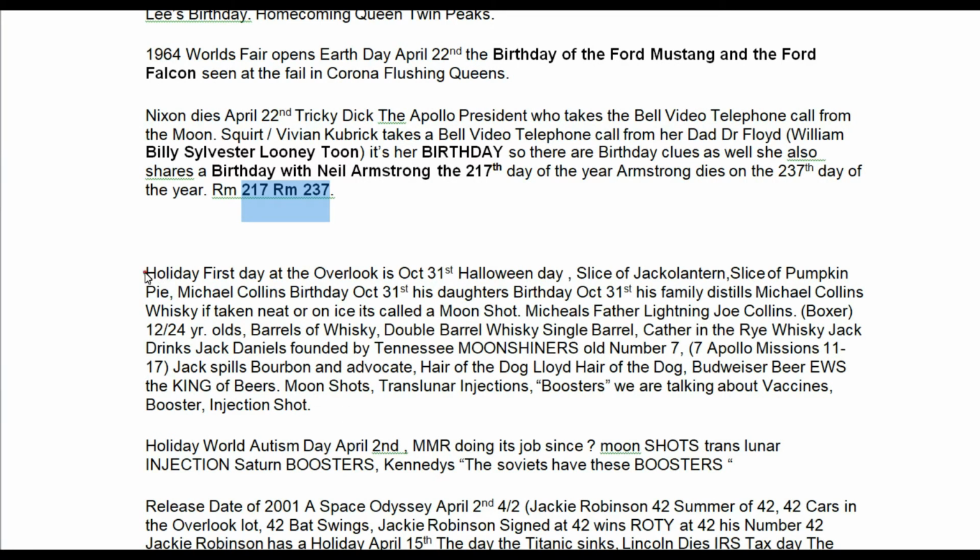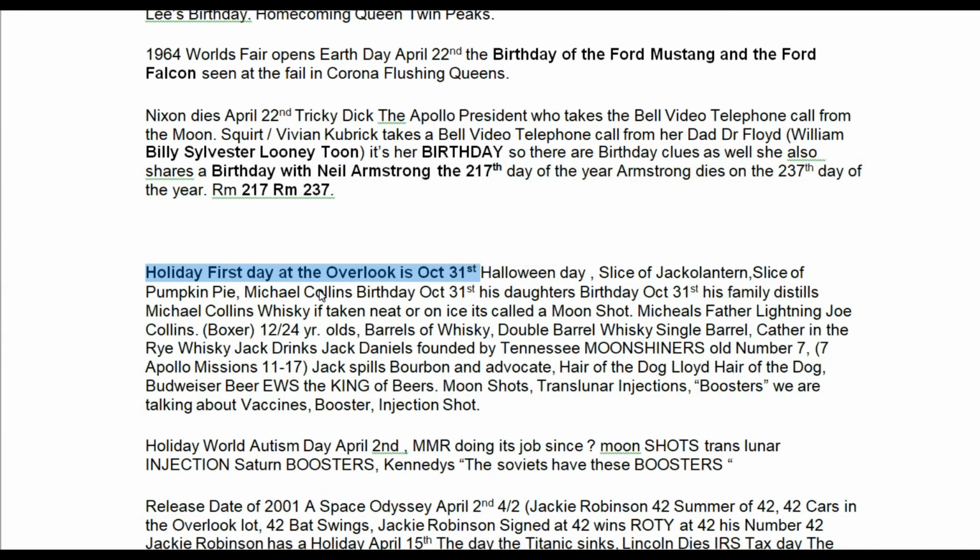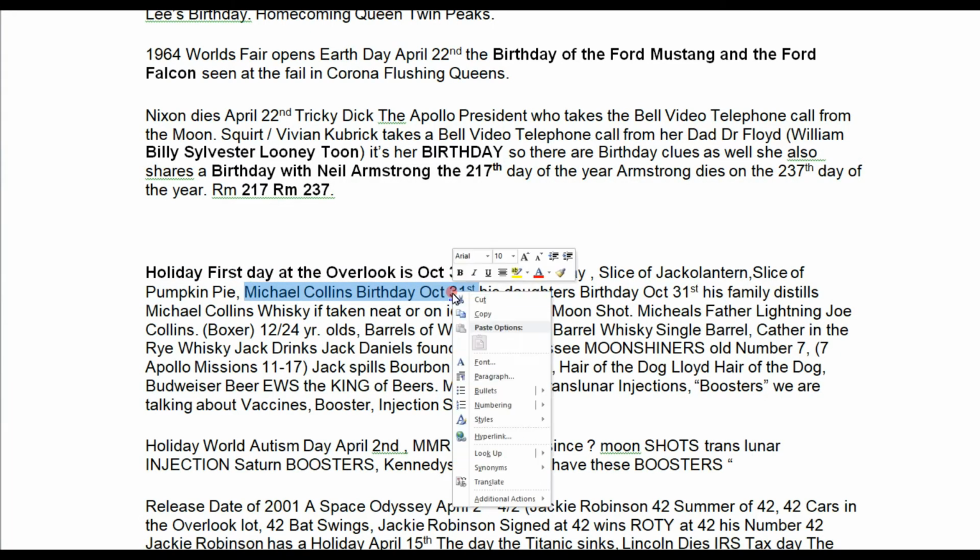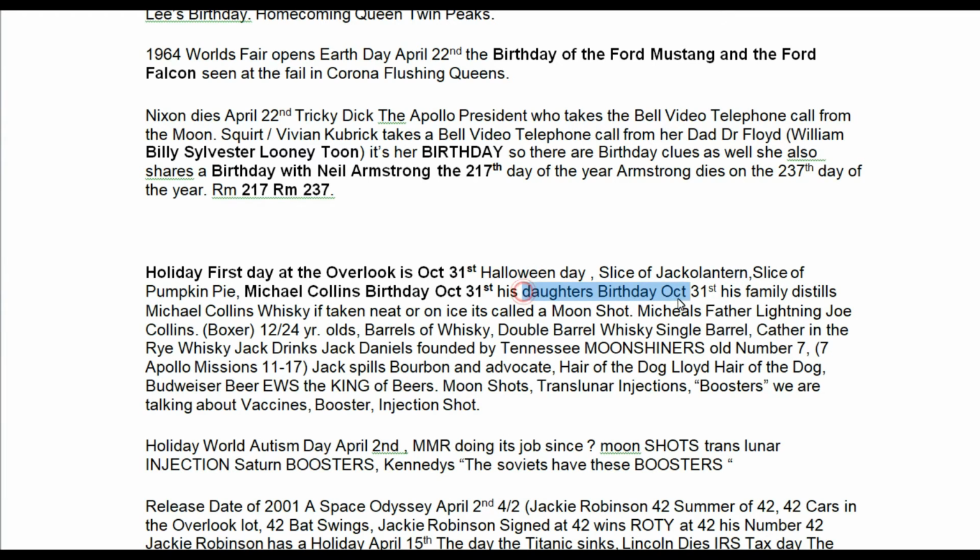The first day at the Overlook is October 31st, Halloween Day. It's also Michael Collins' birthday, October 31st, and it's also his daughter's birthday, October 31st. So we have a double October 31st in the Collins family. So Michael Collins is the guy who's the captain of Apollo 11. So he never lands on the surface. He flies around in his, well, he doesn't really fly anywhere. You know, he flies around in his fucking bathroom playing with himself. That's all he really does. So anyway, he's the captain. And so it's Halloween day.